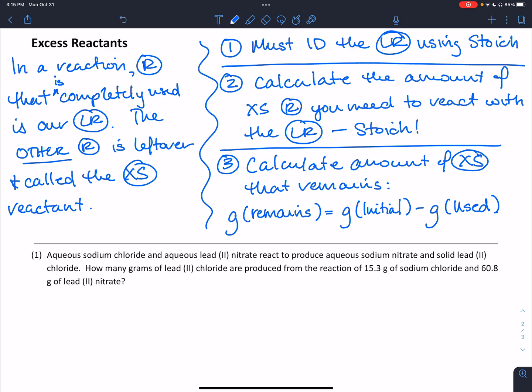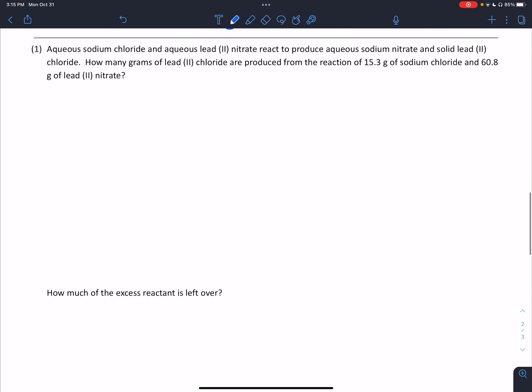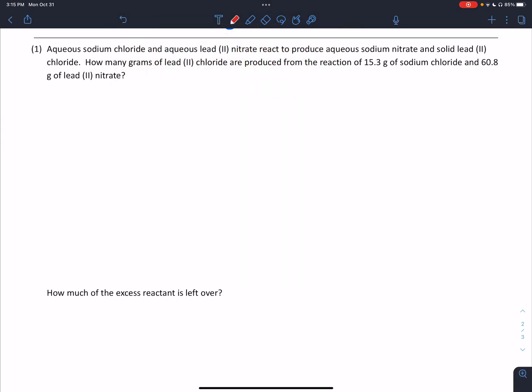So we got to ID the limiting reactant using stoich. Once we know what is the limiting, then we know what is in excess. We have to calculate the amount of excess reactant needed to react with that limiting reactant. Then we're going to calculate the amount of excess that remains by subtracting what we started with, the initial, minus what we used. Okay? As I said, these problems tend to come in 2 parts. So I've split this into 2 parts down below. Sometimes they'll be that way, other times they won't.